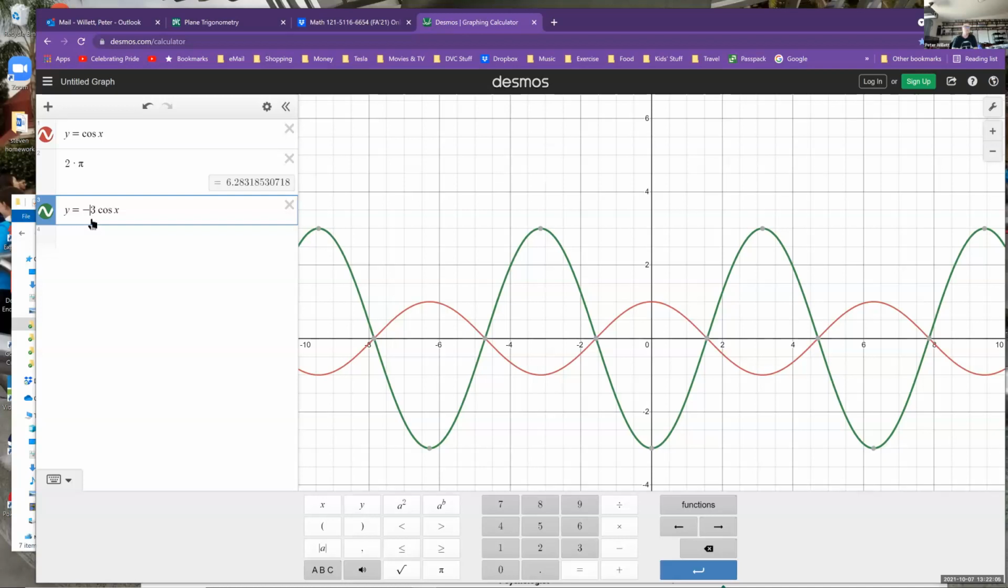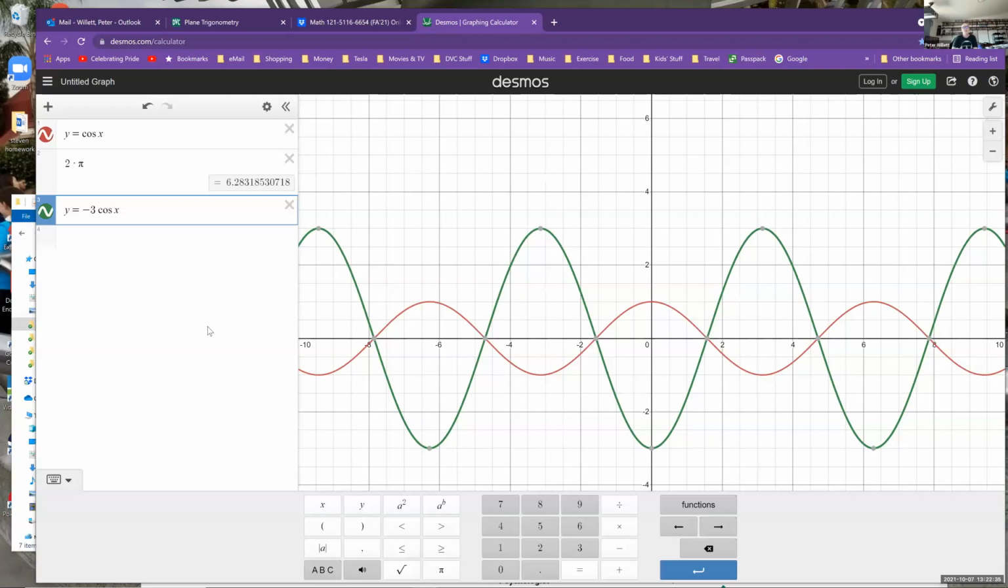So the amplitude for a positive 3 or for a negative 3, the amplitude is basically the size of the gap from the middle to the top or to the bottom, and that's still 3. The amplitude will always be a positive number. It'll never be a negative number, even if the function is upside down, because we're really talking about how big does it swing up and down when it does, and that's just the size of this number out front.